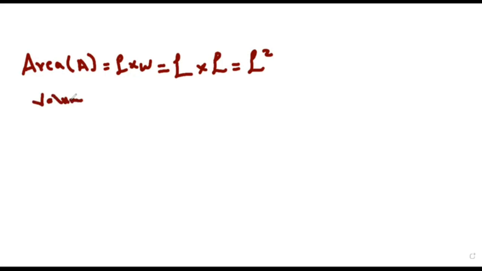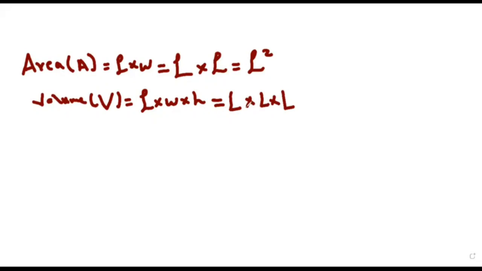What about volume? Volume is denoted by V capital. What is the difference between V capital and V small? V capital is the symbol of volume, V small is the symbol of speed or velocity. Volume equals length times width times height. So what is the dimensional formula of volume? The dimensional formula of length is L, of width is length also, and of height is length also. So L multiplied by L multiplied by L equals L power 3. So the dimensional formula of volume is L power 3.